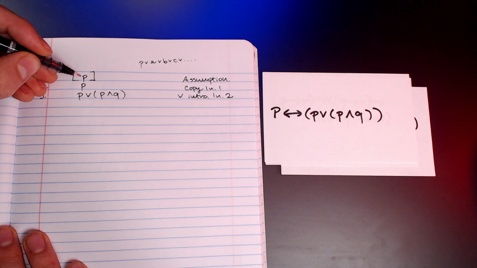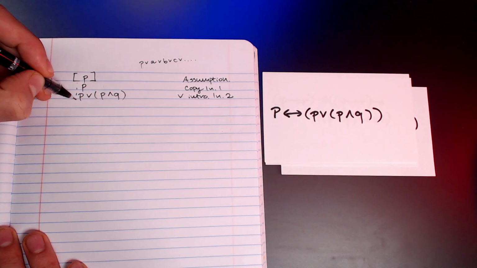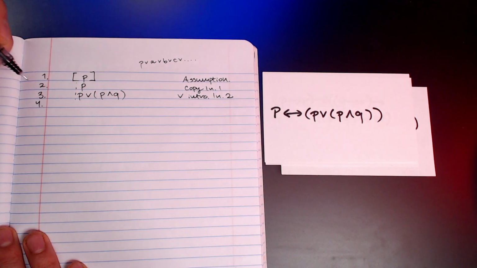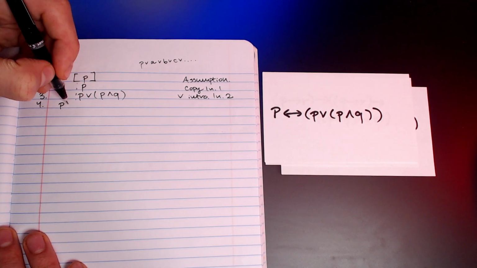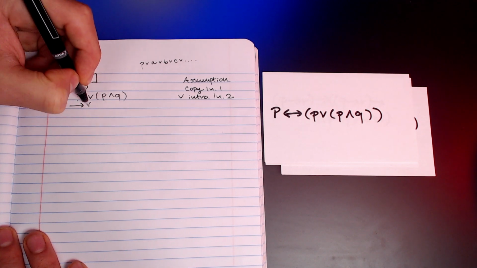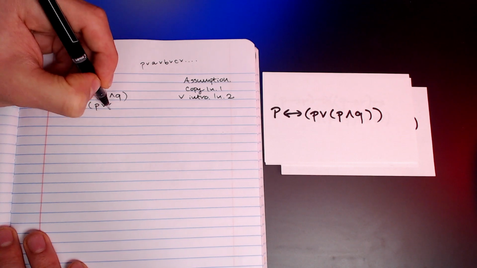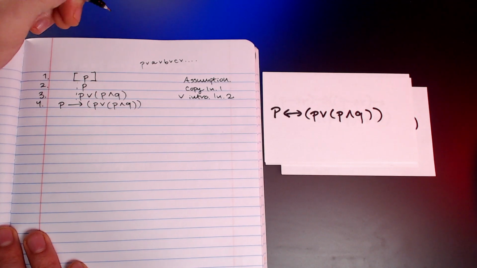So from there, we've deduced that we can get this part, and so we can step out and say that regardless whether P is true or false, we know that if it were true, we can get that P or P and Q would be true.